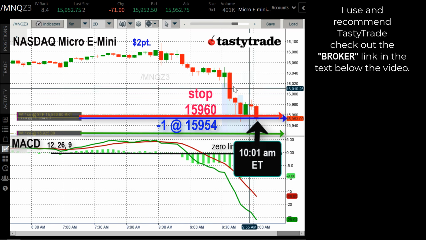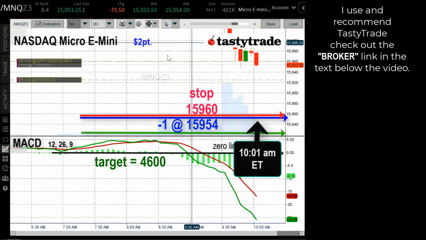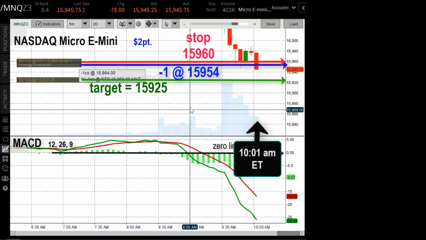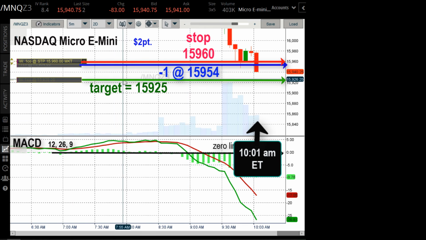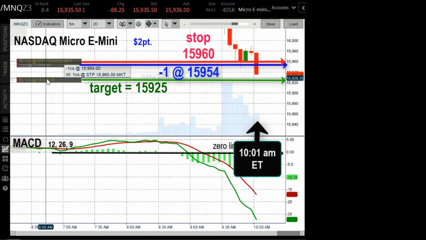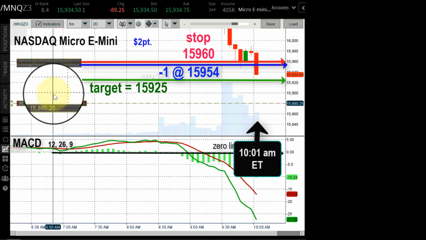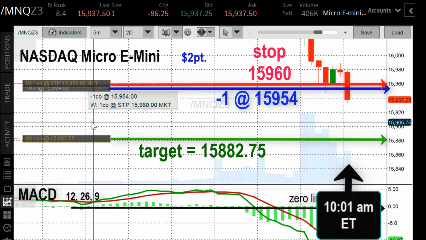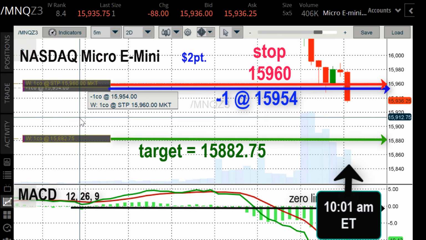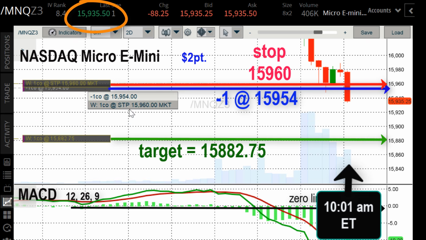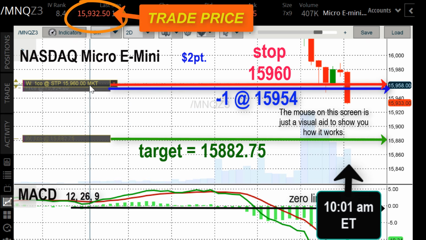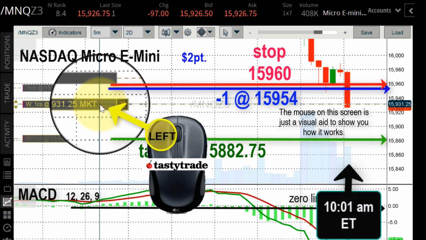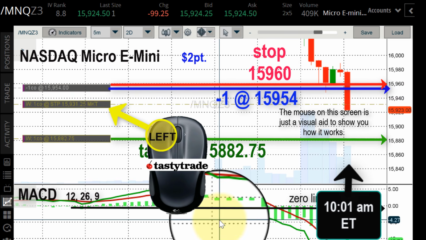My stop is 6 points up at 15,960. That's 6 points up, means I'm risking $2 a point. That's $12. Not a lot to risk in a trade. Now, the first thing I do is grab my Tasty Trade mouse and pull that target down, get it out of the way. Then I go up and I look. I'm already trading down to about 15,935. So I want to go up and click and drag and bring that stop down and lock in some of this profit that came so quickly.